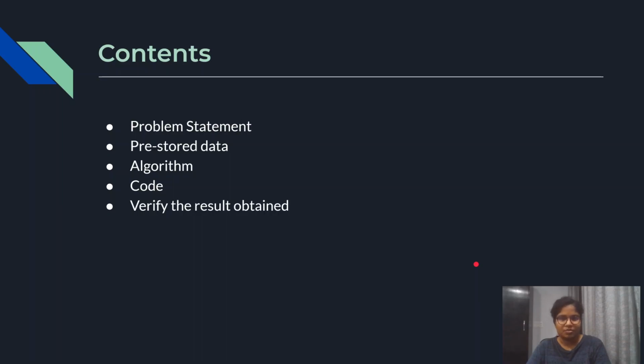First, we'll look at the problem statement and why we need to worry about it in the first place. Then we'll look at understanding how and where the data that we'll be using in the program is stored. Then we'll work on building the algorithm, then the code, and finally we'll verify the result obtained from the code.